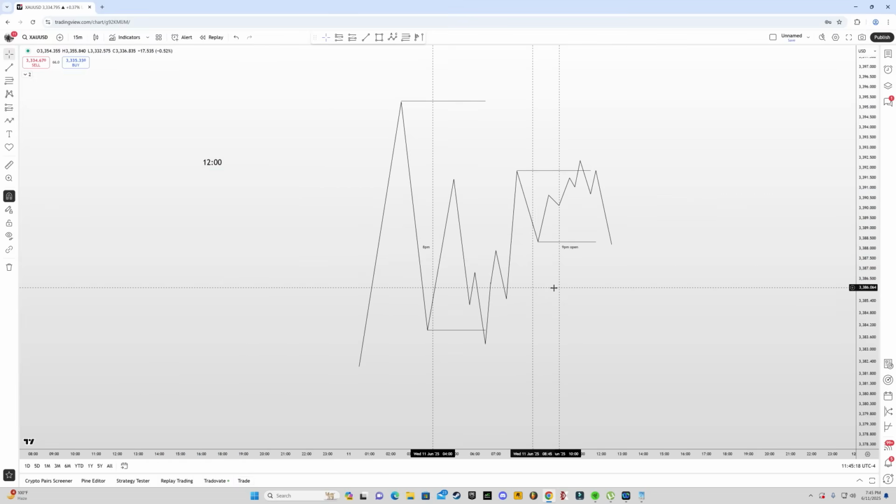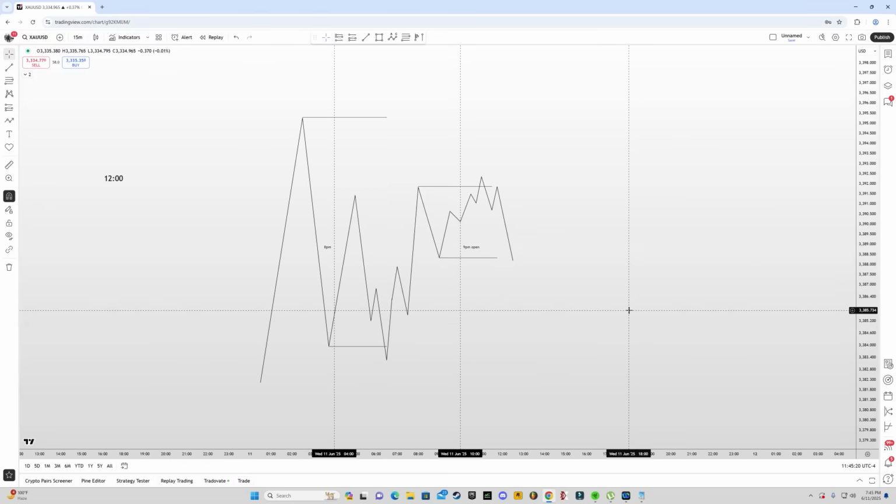So now with that being said, let's move on to the trade breakdowns. And we're going to start with today's trade that I sent out in the Discord server.